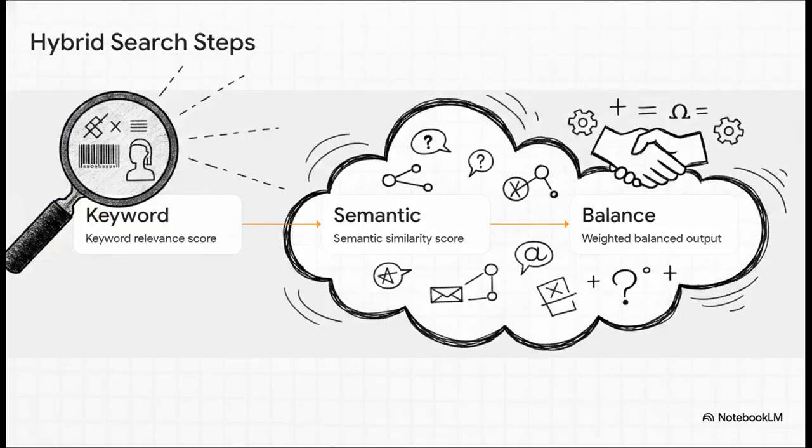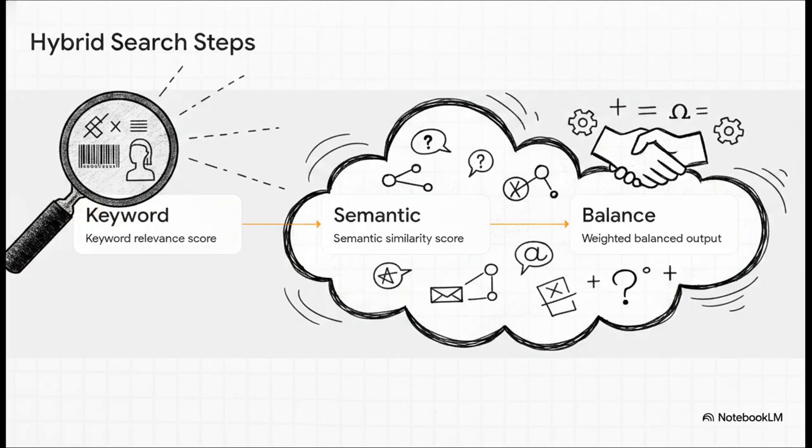So, we've seen the strict, rigid precision of keywords, and we've explored the mathematical power of semantic search. But here's the best part. We don't actually have to choose between them. In a hybrid search architecture, the system is doing a few things. First, it calculates a keyword relevance score. Then, it grabs a semantic similarity score. Finally, it runs both of them through a weighted balanced output. It is basically the ultimate peacemaker.